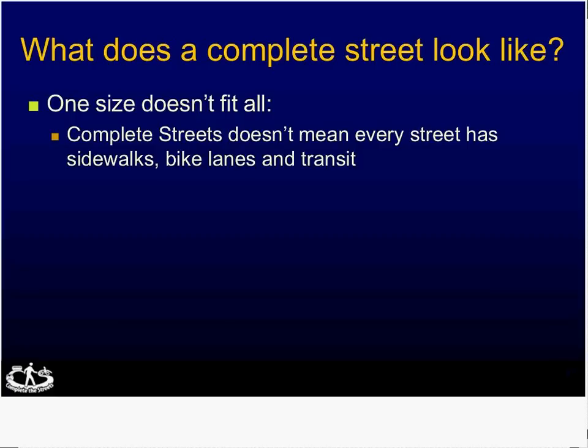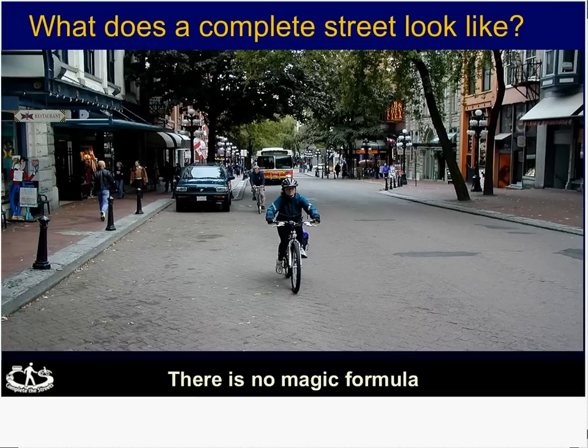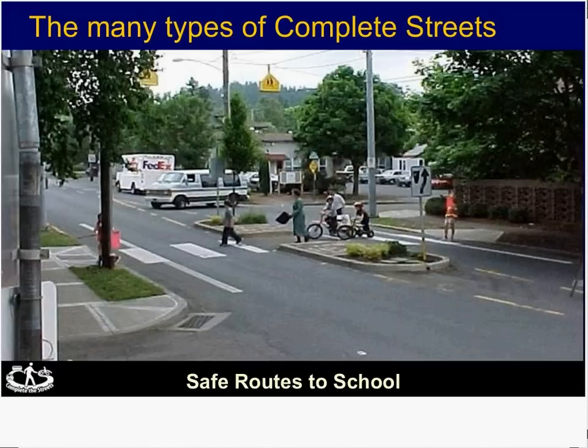So what does a complete street look like? Well, there isn't a one-size-fits-all prescription. It doesn't mean that every street has sidewalks, bike lanes, and transit. There's no magic formula. This street that we see here is actually a great street in North America that works for, as you see, bicyclists, pedestrians, commercial activity, transit, and cars can park, and yet you'll see there's very little engineering on the street. There are actually no lane markers and very few signs, but because the speeds are slow and there's a lot of things happening on the street, and there are a lot of pedestrians there already, it just works.